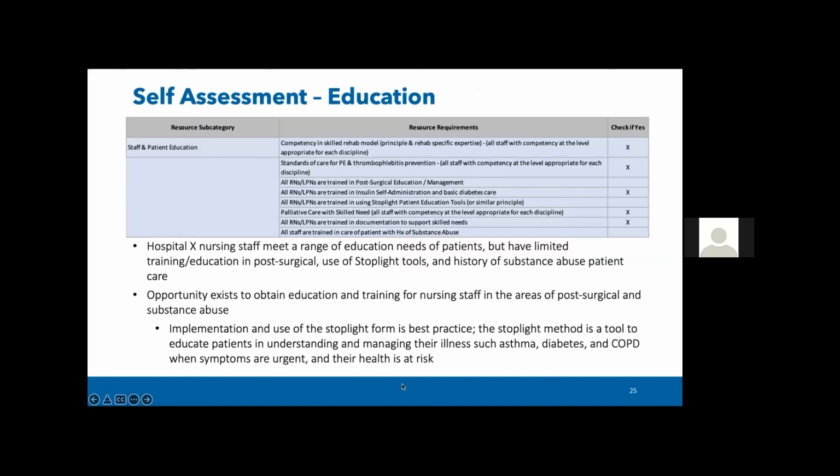And then in addition to their self-assessment, they have certainly a wide range of meeting some of the education needs of the patient, but indicated that they needed more education and training in post-surgical care, the use of stoplight tools, and the care of a patient with a history of substance abuse.